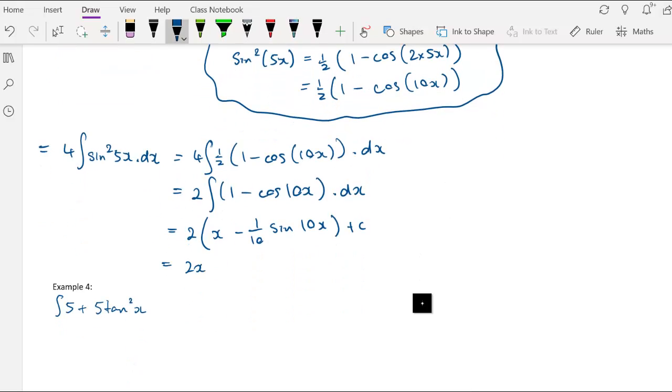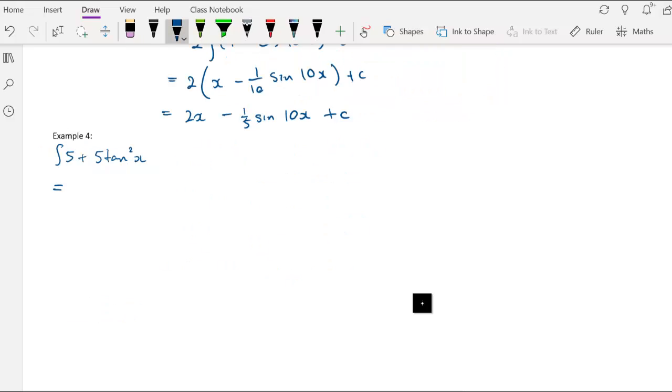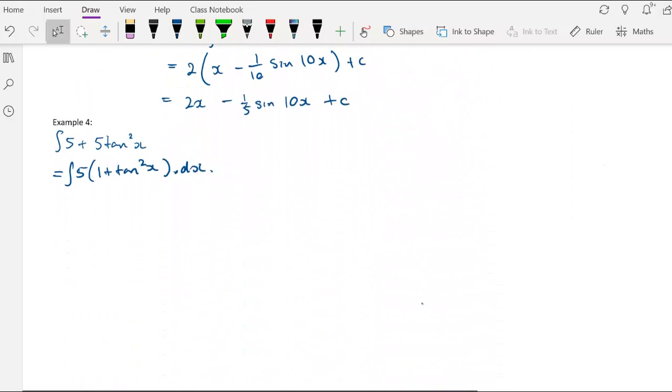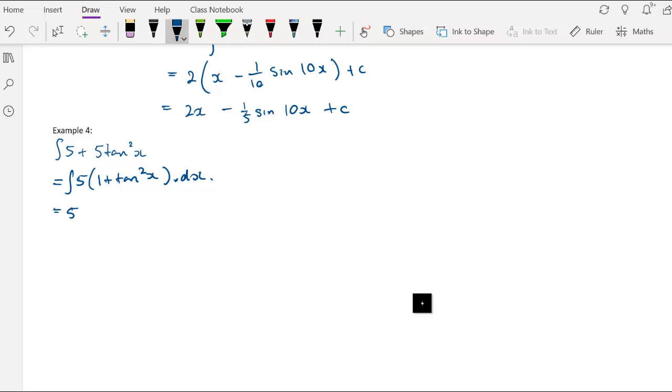So we have 2x take 1/5 sine 10x plus c. Okay, next example, if we take out the common factor of 5, we've got the integral of 5 bracket 1 plus tan squared x dot dx. Now, go back up and we can see that 1 plus tan squared x is sec squared x. So that means we've got 5 times the integral of sec squared x dot dx. And that means we've got 5 tan x plus c.